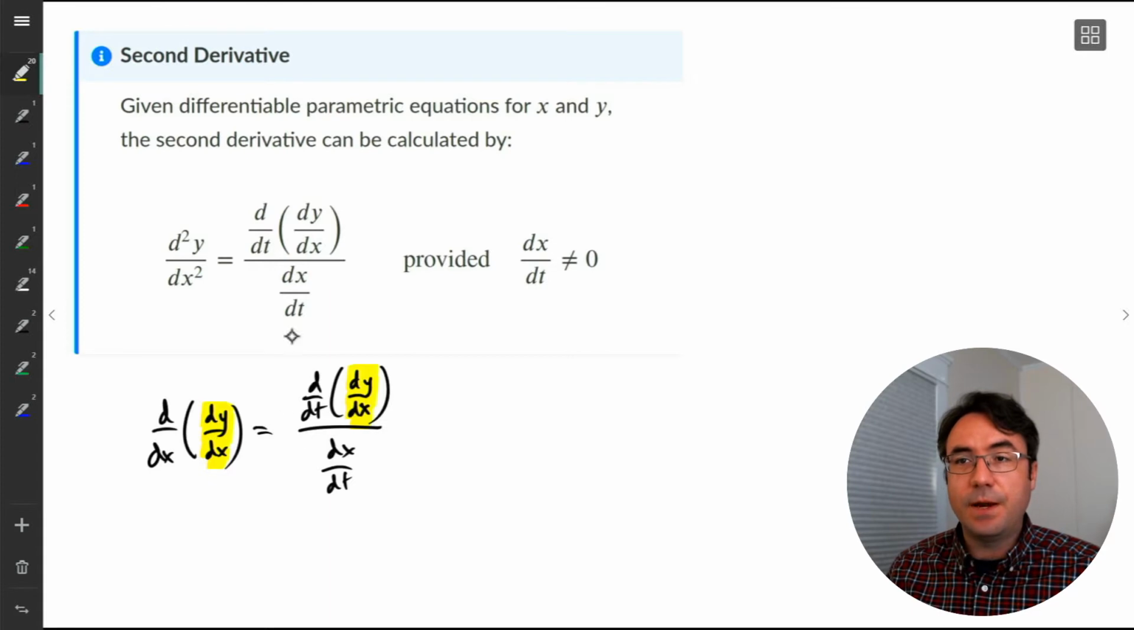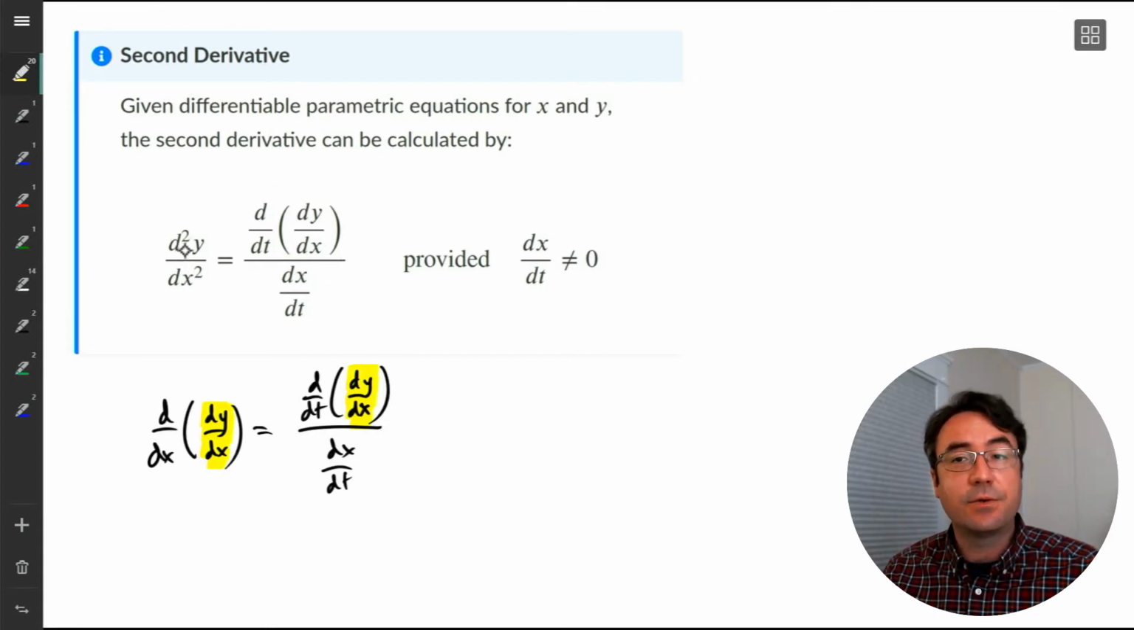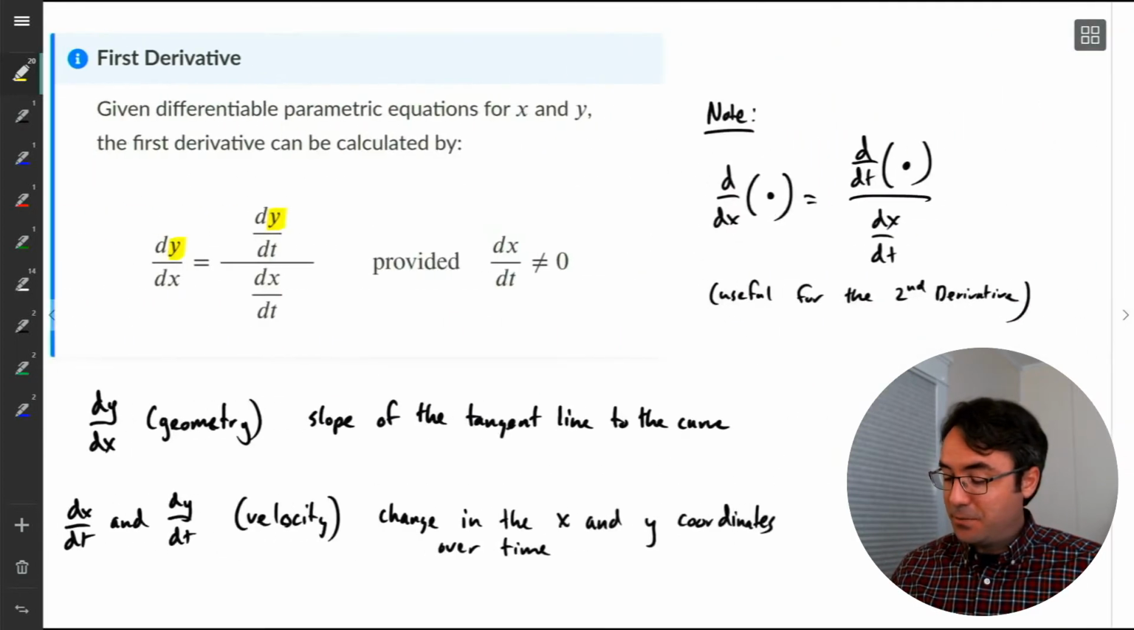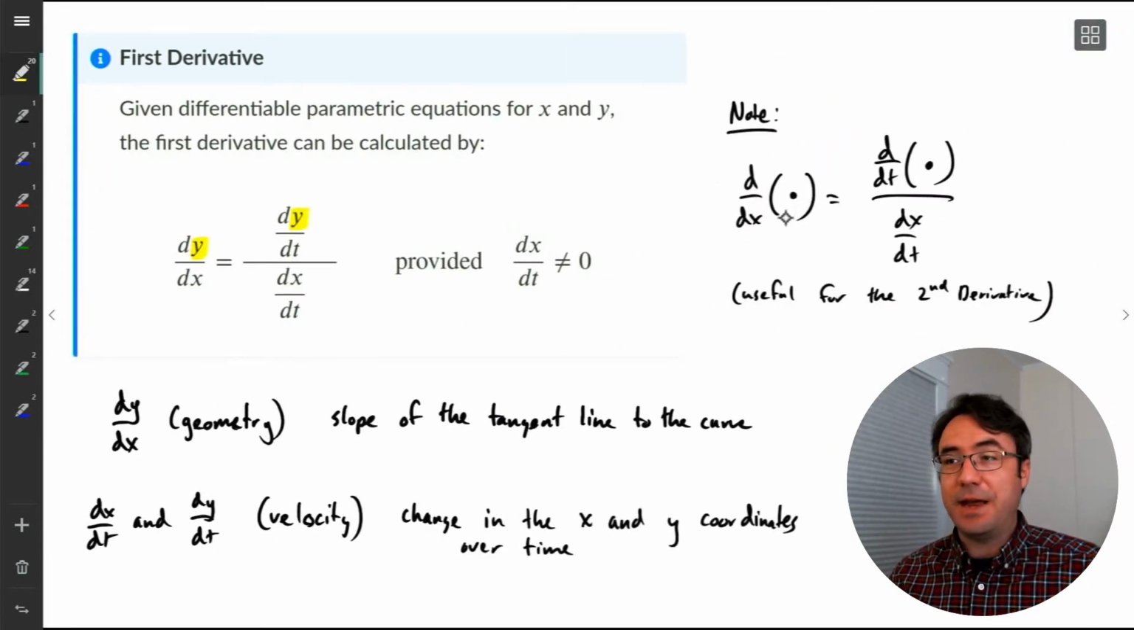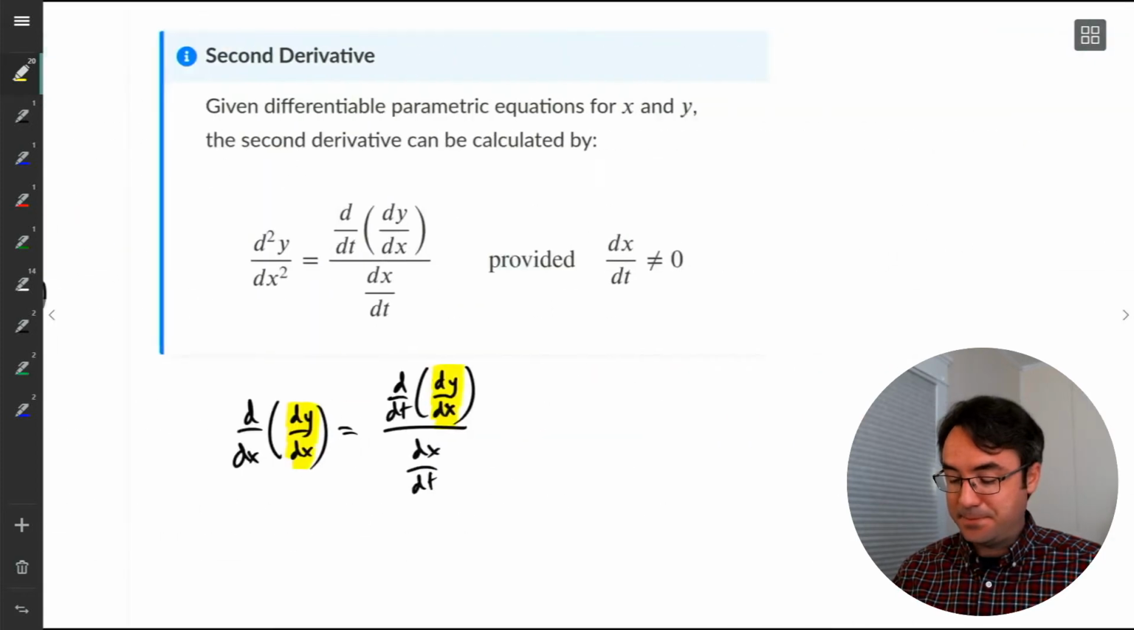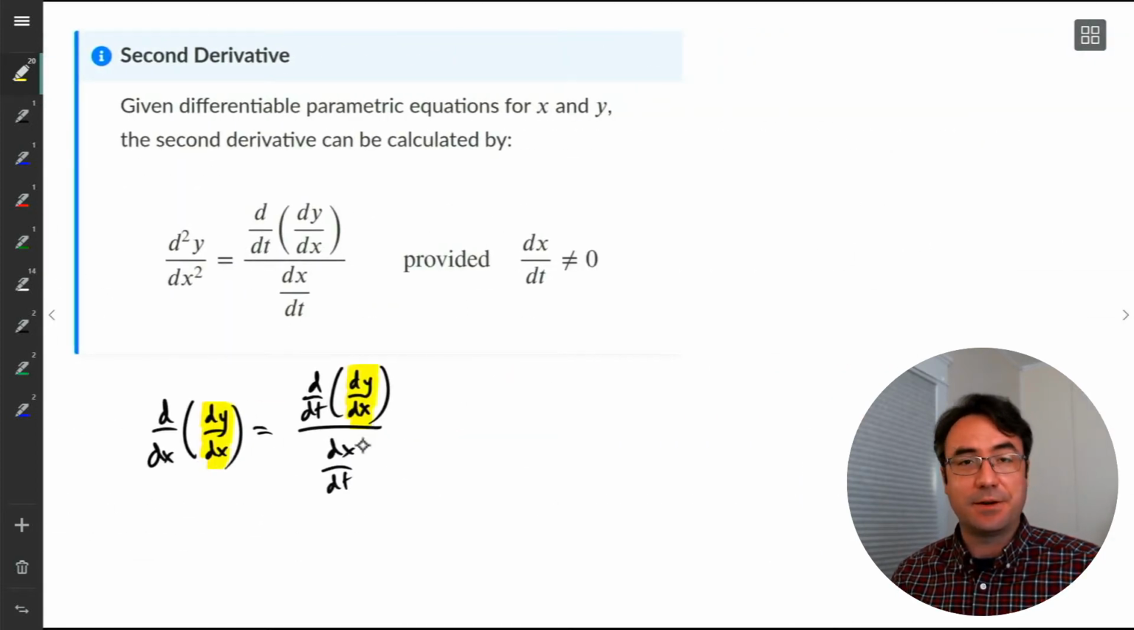So this is where this formula is coming from. We know to calculate the second derivative with respect to x, we take the first derivative with respect to x and differentiate it again with respect to x. And by using that result, anything that we want to differentiate with respect to x, we differentiate with respect to t and divide by dx/dt. So that's precisely what we're doing here.